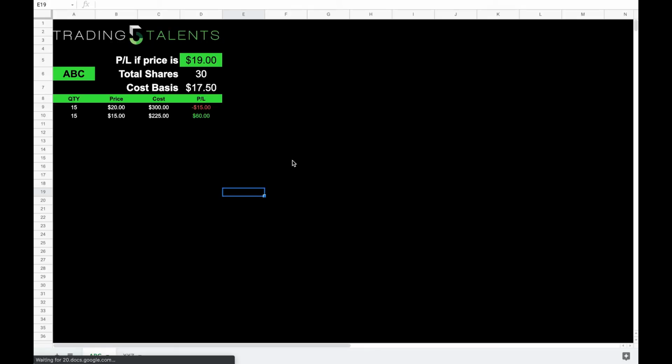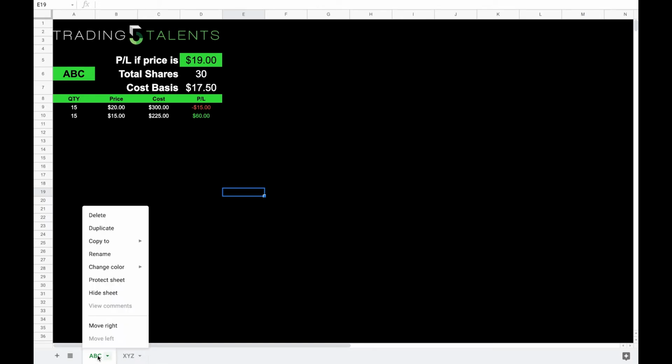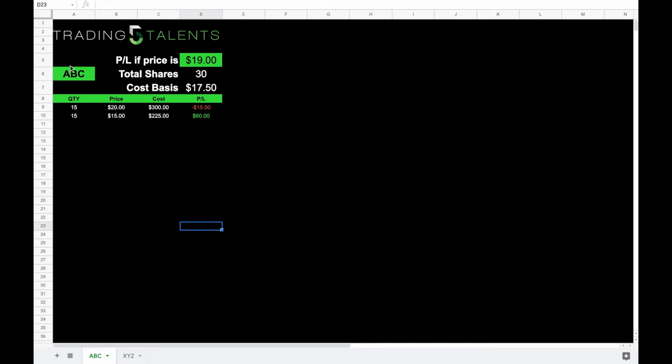Okay, so here we are in the cost basis calculator, and I've set it up right now for just two example stocks, ABC and XYZ, but you can set it up for as many as you need. Just right click on here and you can duplicate this particular tab. So up here, I put the ticker symbol of the stock that I'm using, as well as in the tab, just so it's easy to see and there's no confusion.